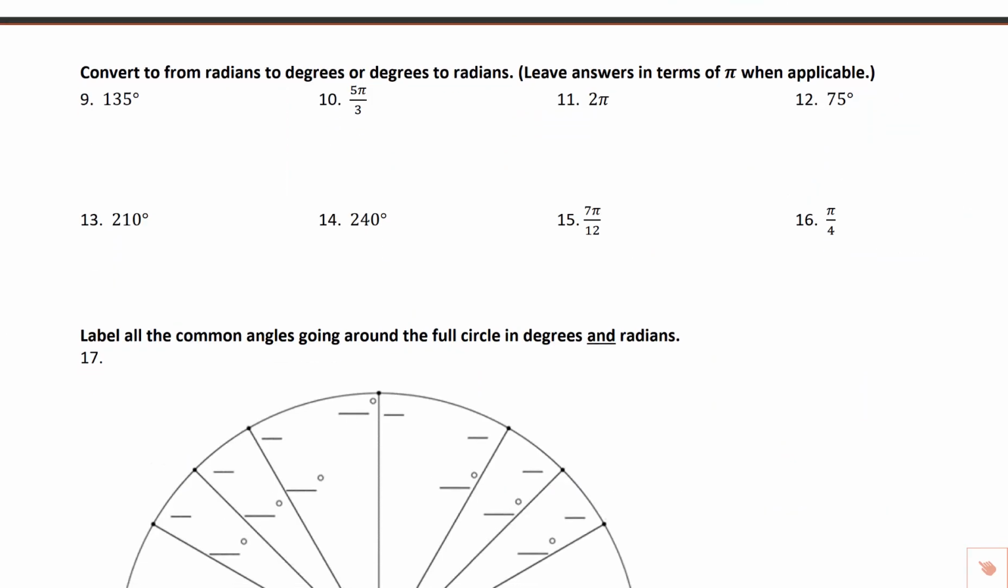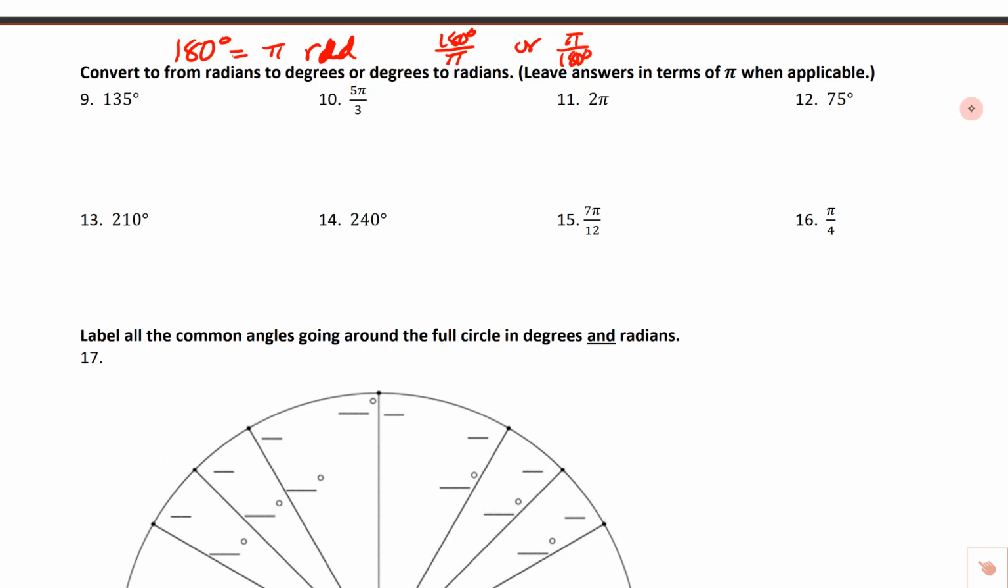Okay, on the other side, we want to convert from radians to degrees or degrees to radians, and it says leave answers in terms of pi when it's applicable. So remember, the conversion factor we're using here is the fact that 180 degrees equals pi radians. So if that's the case, we can do 180 degrees on the top and pi radians on the bottom, or if we need to convert the other way, we can put pi on the top and we put 180 degrees on the bottom. Now, I'm hoping most of these look pretty familiar.